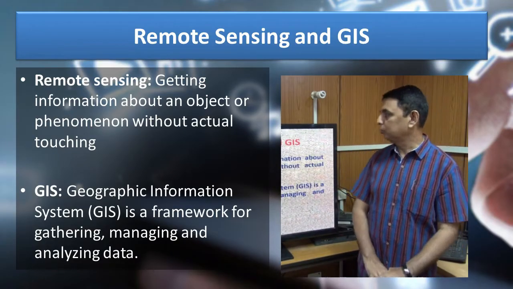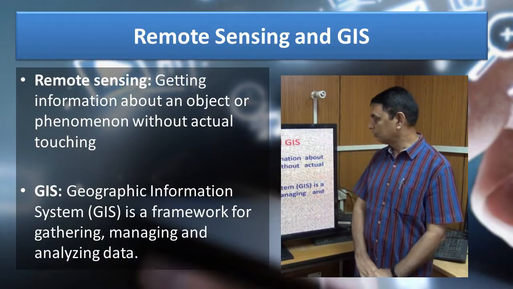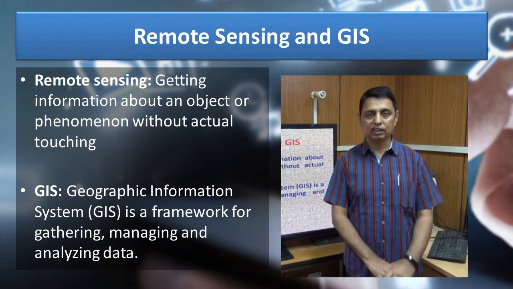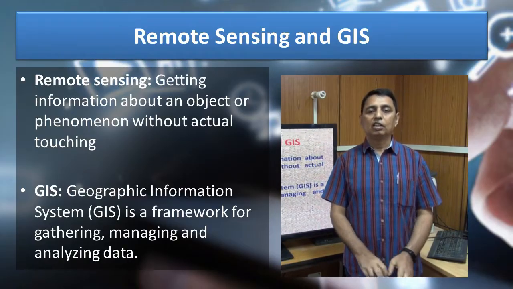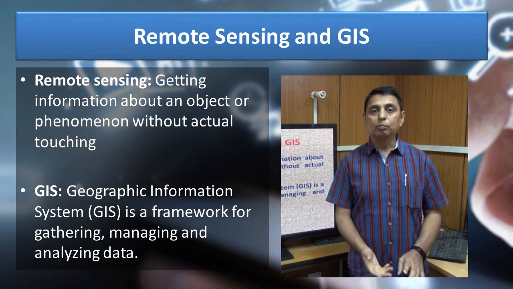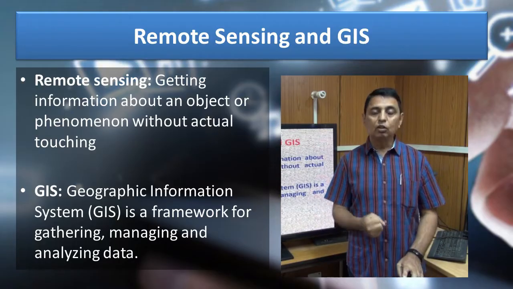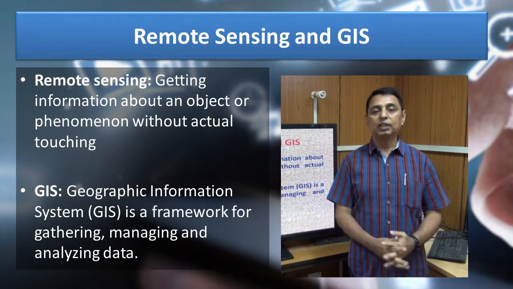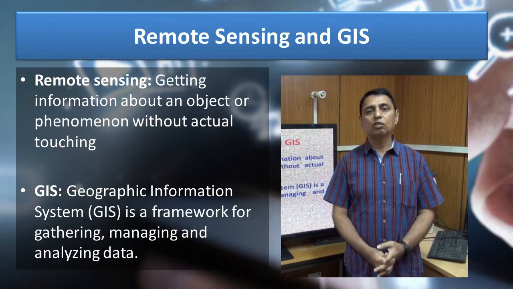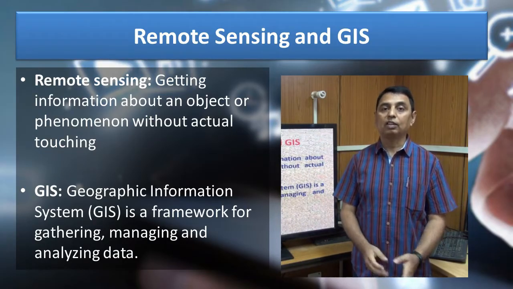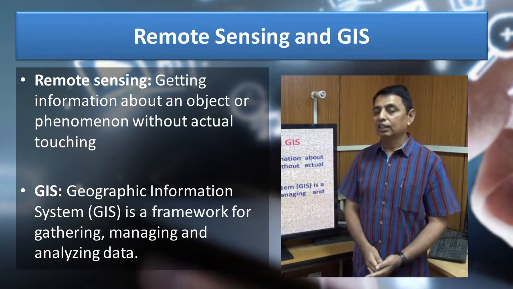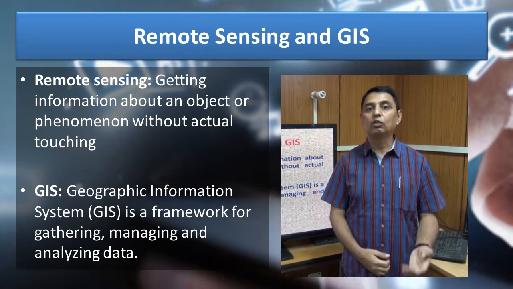Remote sensing: getting information about an object or phenomena without actual touching, or we can say acquiring knowledge of any object or any phenomena without actual touching. Here electromagnetic waves are used. That's why we are saying without actual touching.